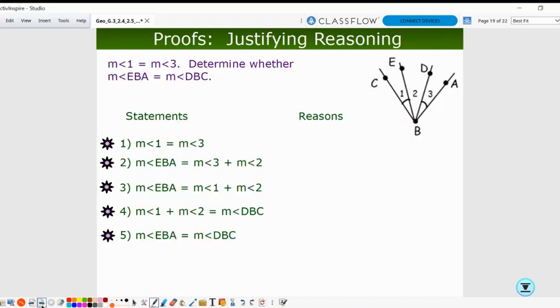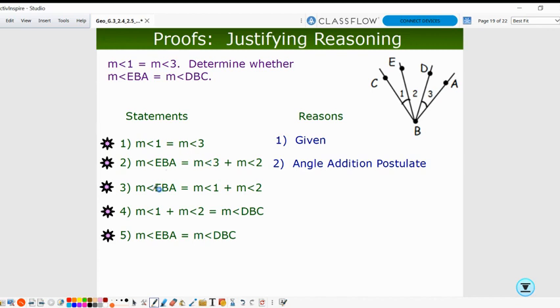Justify the reasoning. We have the measure of angle 1 is equal to the measure of angle 3. Determine whether the measure of EBA is equal to the measure of DBC. Our first statement in a proof is always given. Now let's take a look at the next one. It says the measure of EBA is equal to the measure of angle 3 plus the measure of angle 2. That's your angle addition postulate.